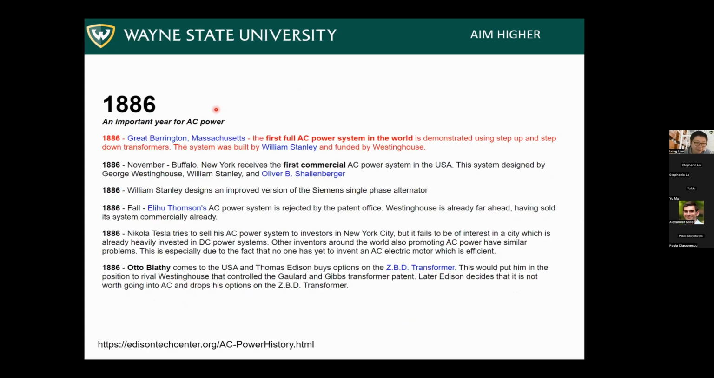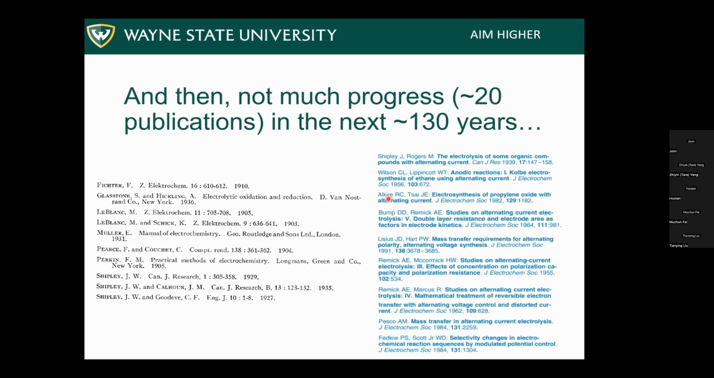I'll just give some context for what this time really means. Here is some history of AC power. Back in 1886, the first full AC power system in the world was demonstrated. That means since the first AC power system became available, people started using AC to do organic synthesis. And there's a long history here. But even though these first attempts happened like 130 years ago, there was not much progress in the past 100 years.